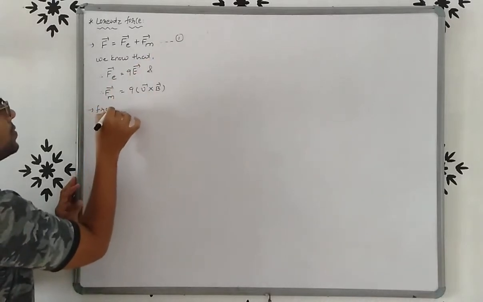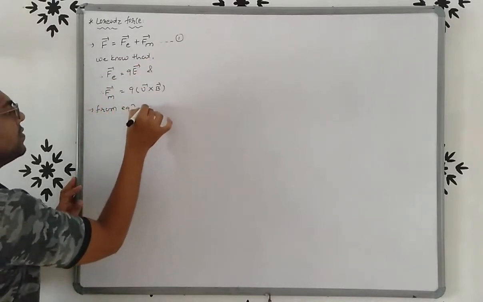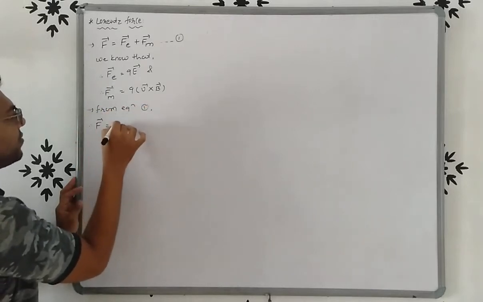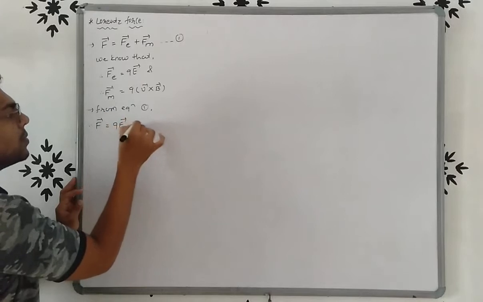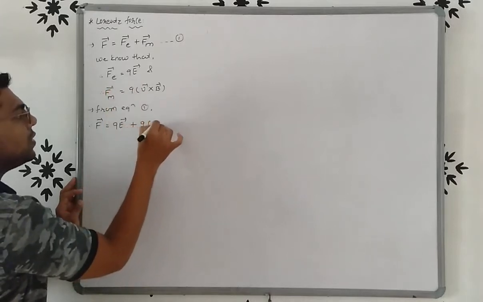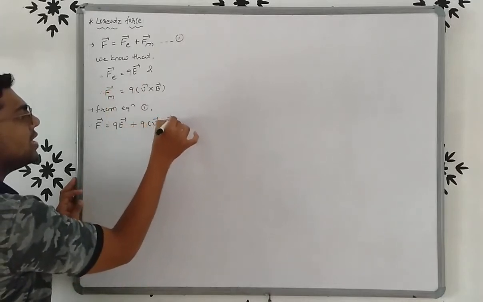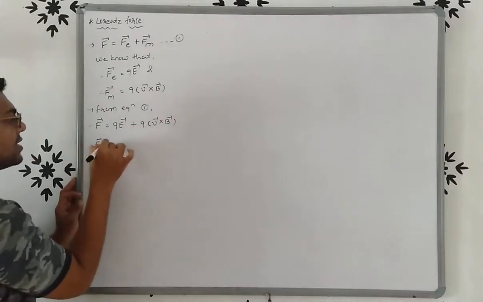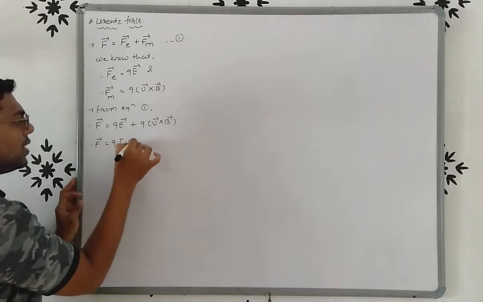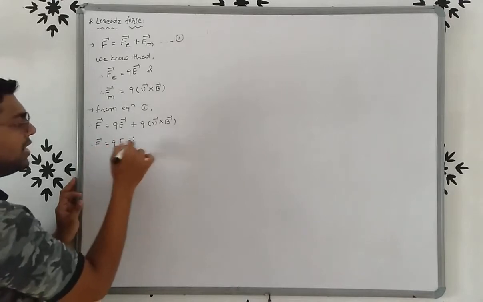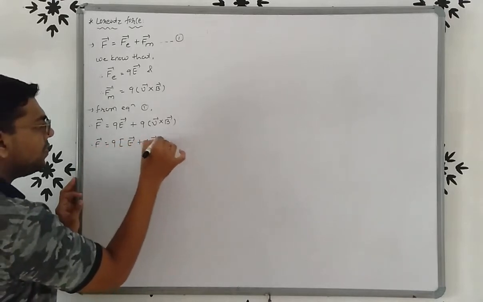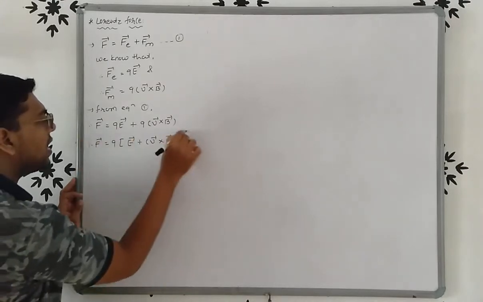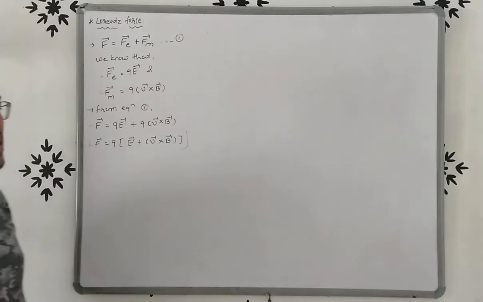So from equation 1 we can write that F equals Fe, that is QE, plus Fm, that is Q into V cross B. Here we take Q common. So F equals Q into E plus V cross B, right? So this is the formula of Lorentz force.